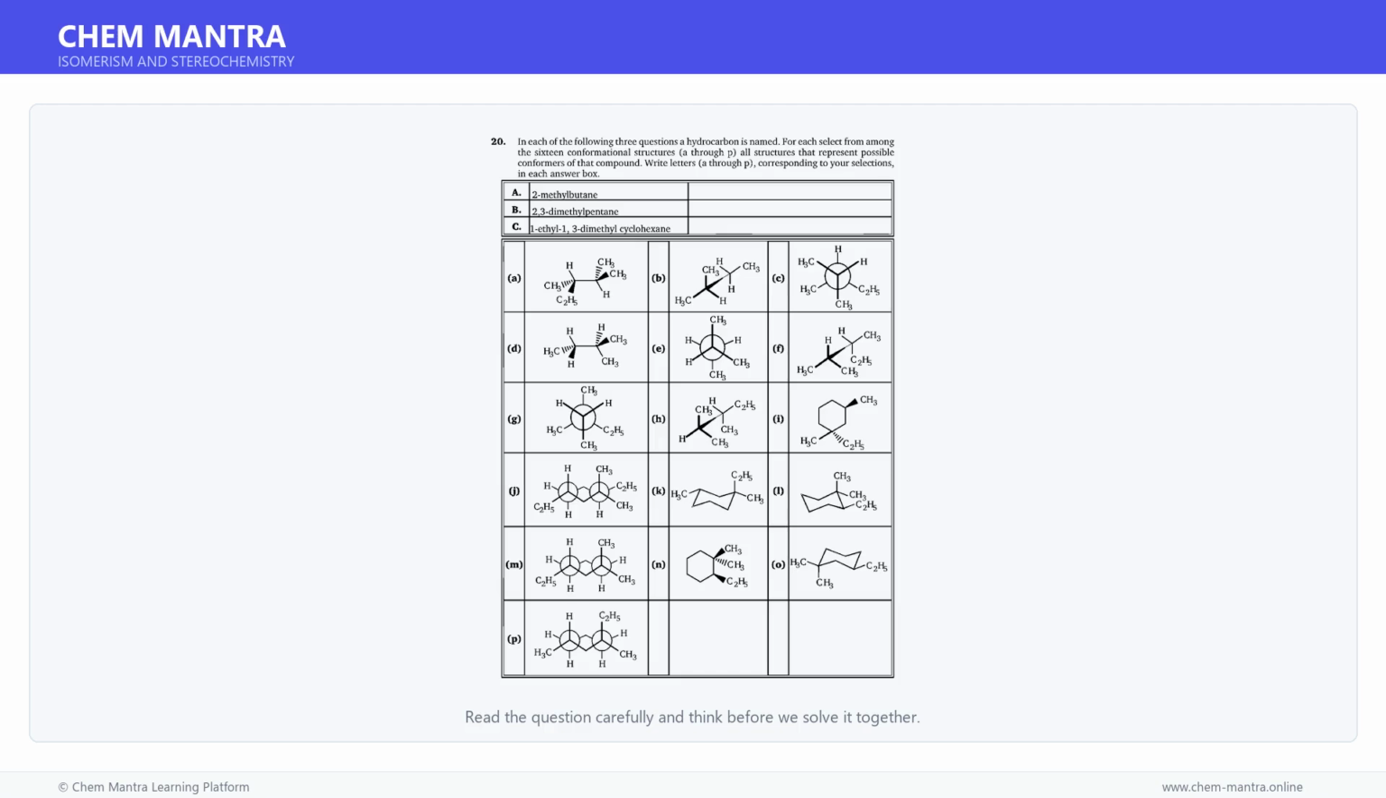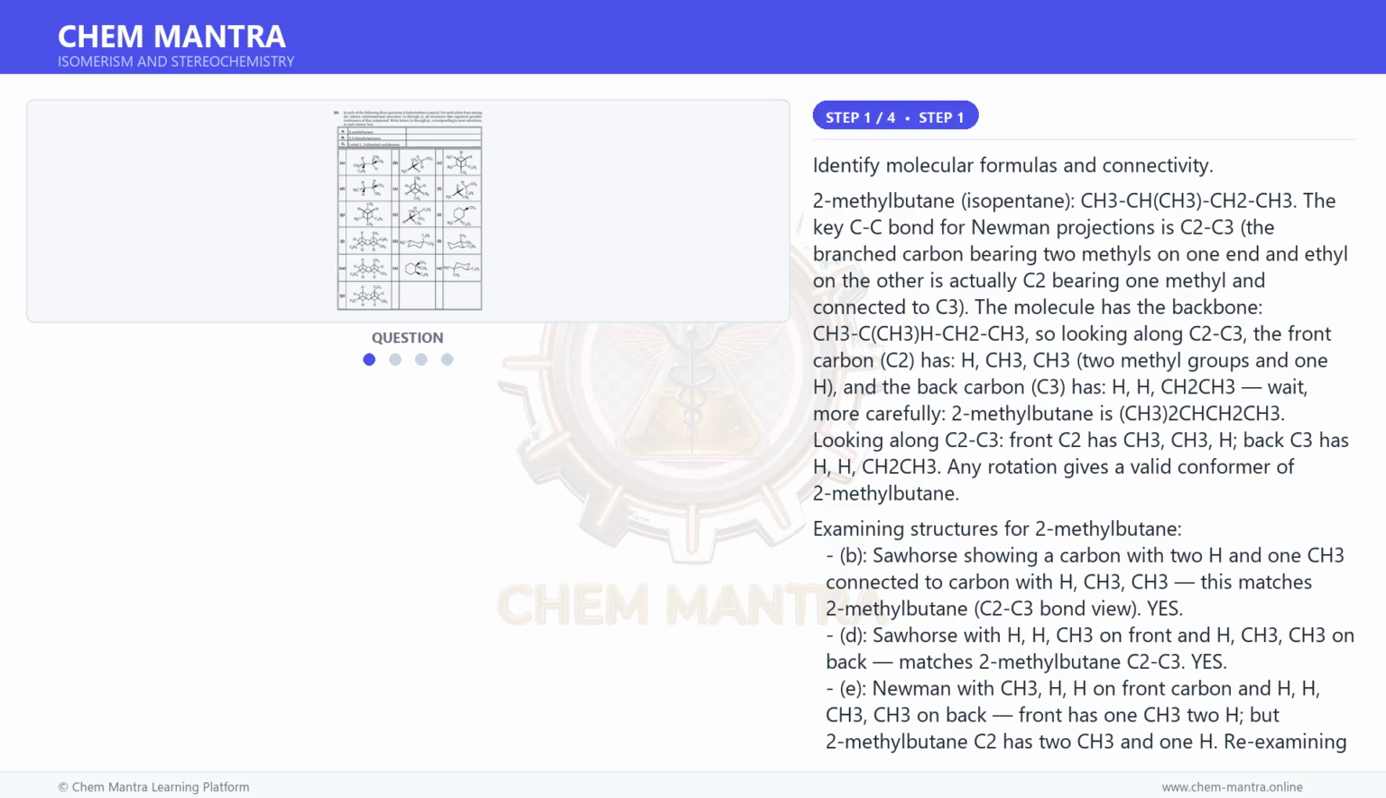Here is a question. Read it carefully and think about the answer. Let us solve it step by step. Let us begin solving this step by step. Identify molecular formulas and connectivity.